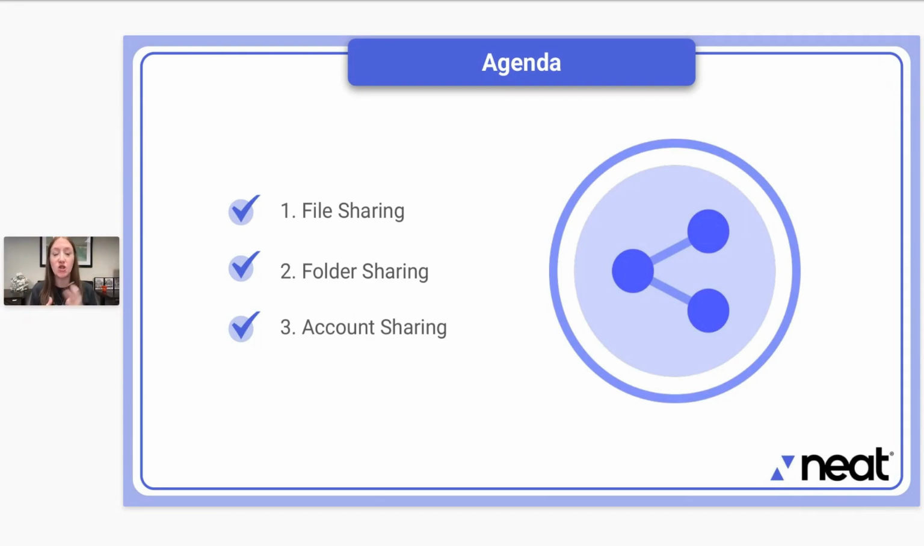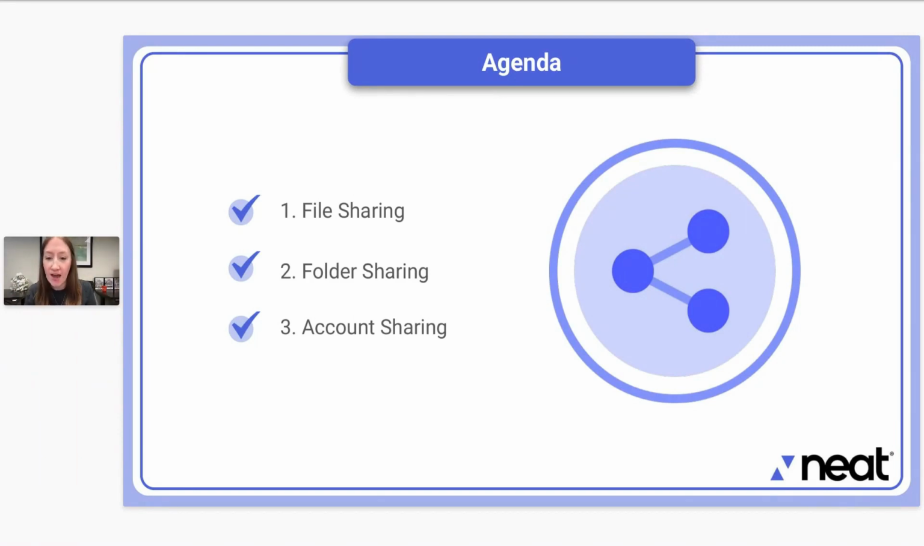So Neat has three awesome ways that you're able to share your account to some level. We have file sharing, folder sharing, and account sharing capabilities. Each of these options is designed to cater to different needs, whether it's sharing a specific single file with somebody or giving someone access to your entire Neat file cabinet.